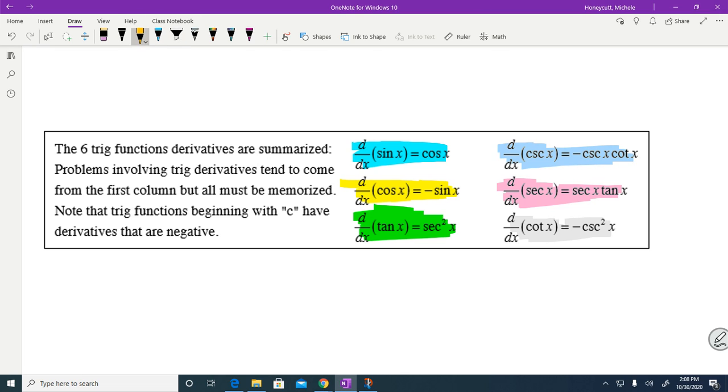Now, one thing I always like to point out to my students, the derivatives of cosine, cosecant, cotangent, all those derivatives are negative. The other ones are positive. So that might help when you're looking for patterns to memorize. But memorize those. And the next thing you're going to do is an exercise in memory. These derivatives are going to pop up so much that you're going to need to have them memorized very well.